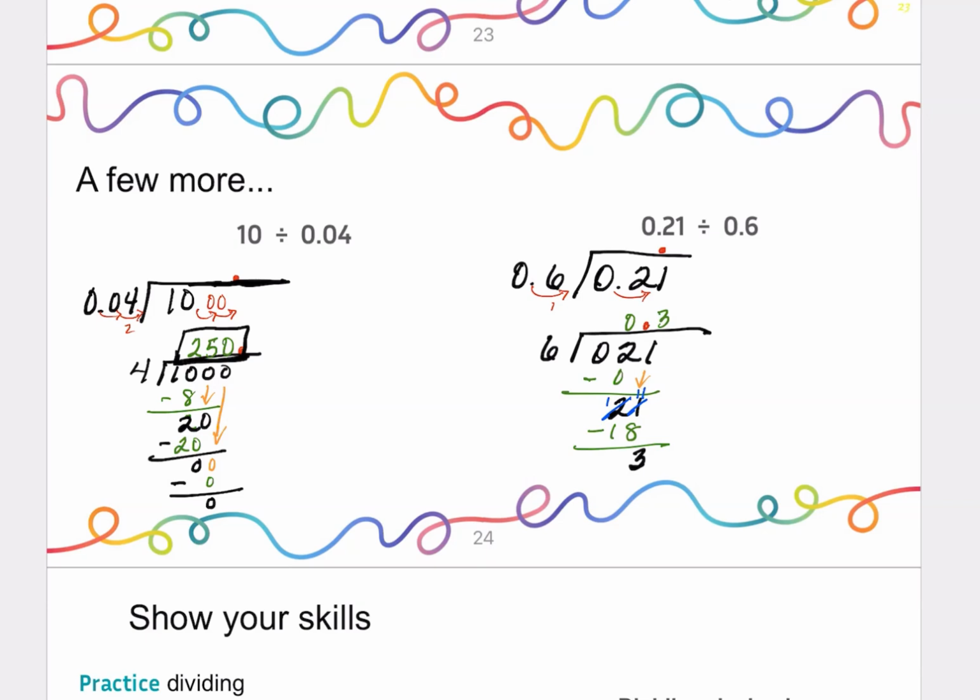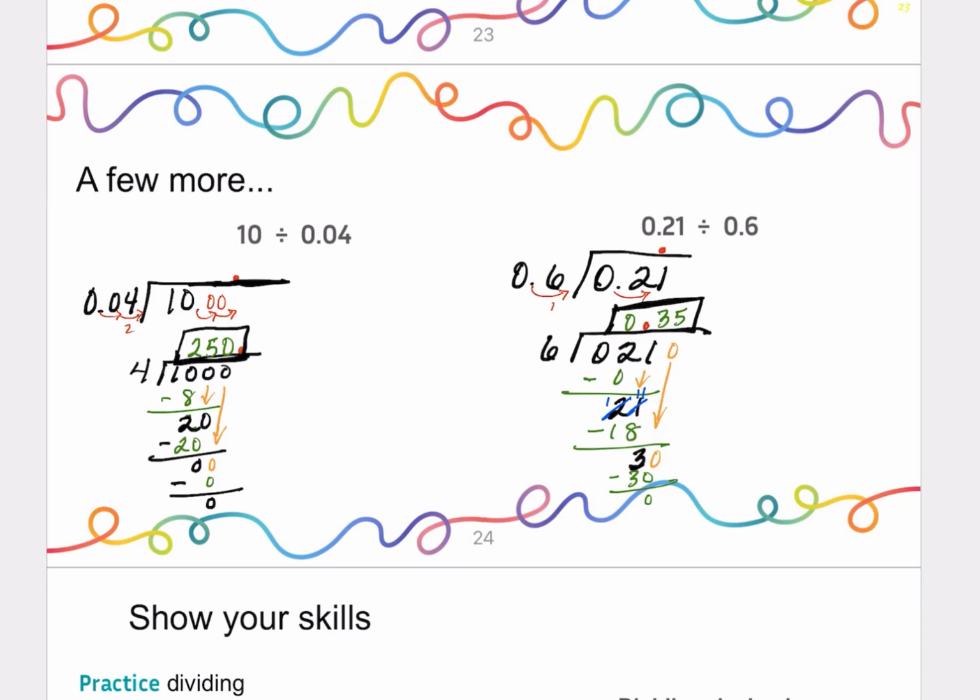So now we don't have any other place values to utilize, but we do have 3 left, and we need to get rid of that 3. So here we can annex and add zeros and drop it down so that we have a value of 30. And if we have 30, we can definitely take 6 away. We can take 6 away 5 times, because 5 times 6 is 30. 30 minus 30 is 0. So that means our answer would be 35 hundredths.